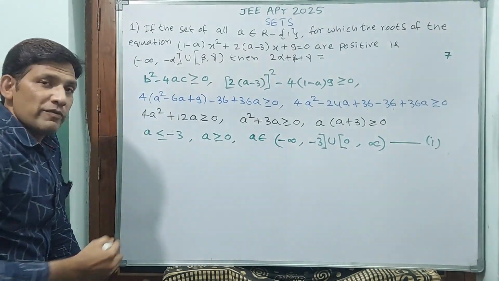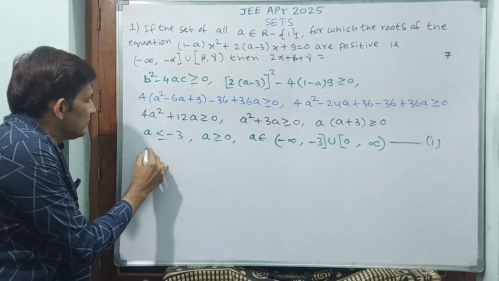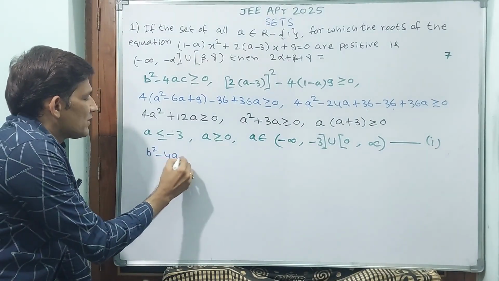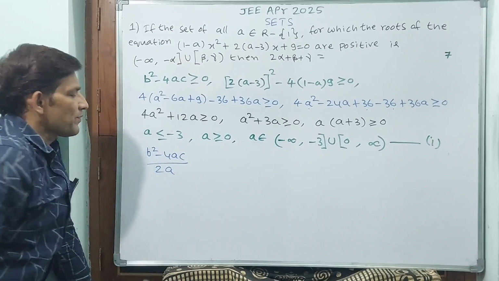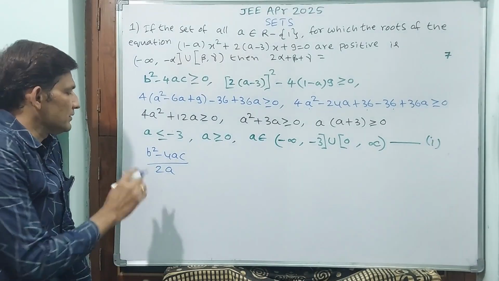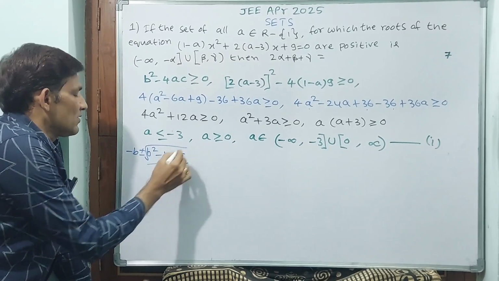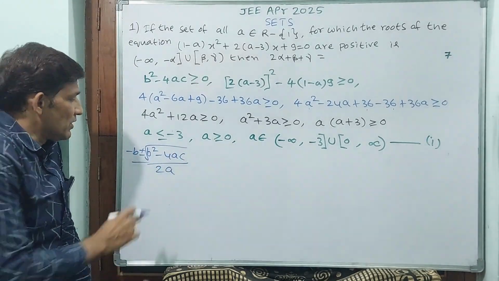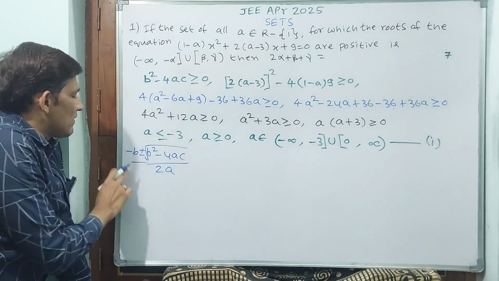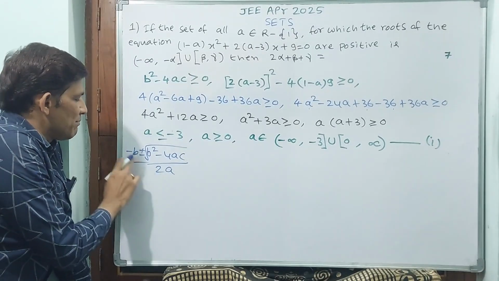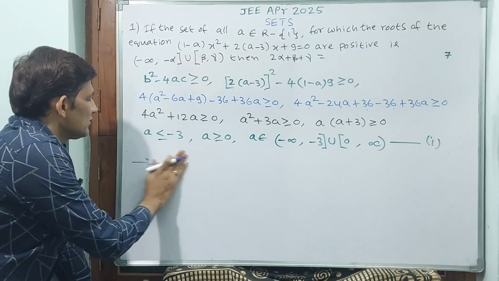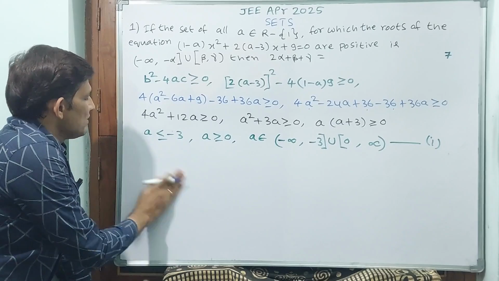See, positive roots, how are we going to get them? (-b ± √(b² − 4ac))/2a. Okay, two roots will come. The b² − 4ac case we have already dealt with. Now we will see −b/2a.